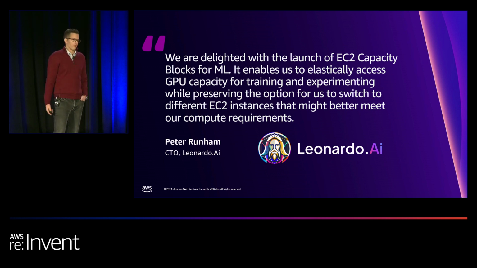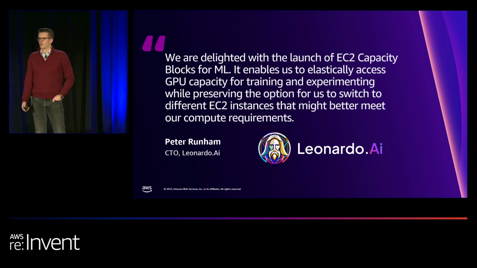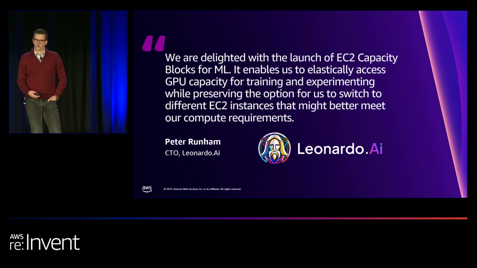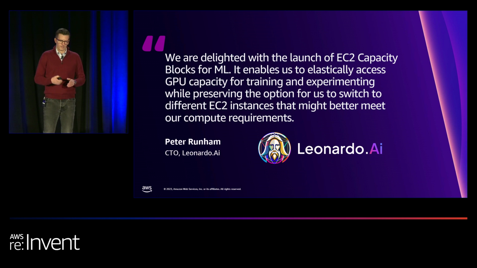As an example, Leonardo AI is a generative AI startup out of Australia. They use a variety of Gen AI models to help their end customers produce production quality visual assets for things like video games. And they've been telling us that they're really excited about Capacity Blocks because they no longer have to hold on to these instances all of the time, which results in a bunch of waste. And they have more flexibility to use the right instances for the right jobs. And that value is going to continue to increase as we introduce more instance types with this model as time goes on.